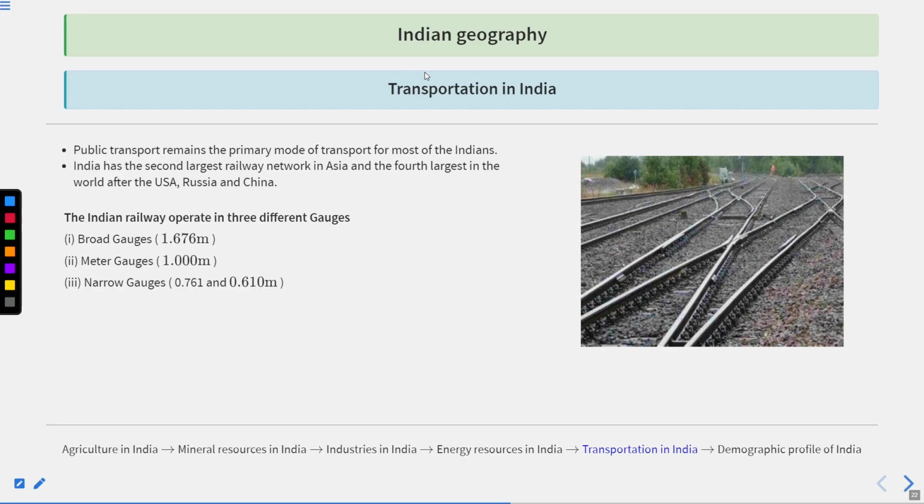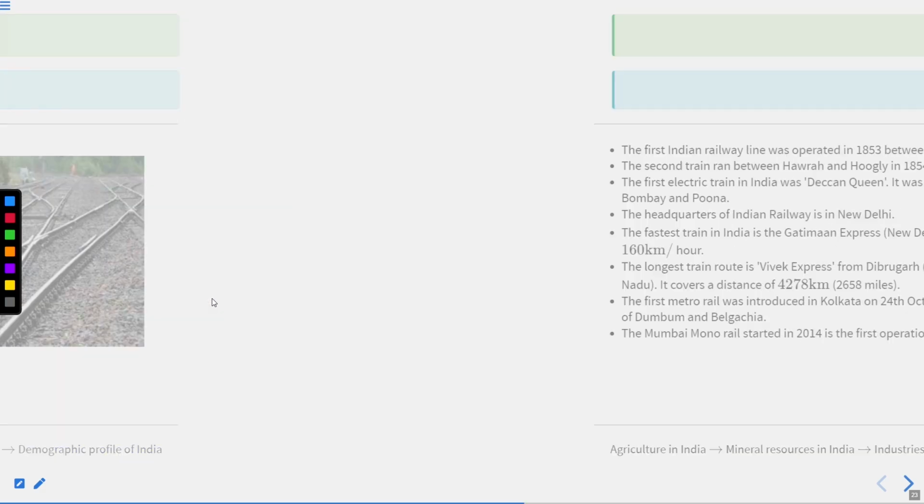After this, now we have transportation in India. In India, public transport remains the primary mode of transport. India has the second largest railway network in Asia and the fourth largest in the world after USA, Russia and China. The Indian Railway operates in three different gauges. The gauges are the railway lines you can see here. First is broad gauge at 1.676 meters, meter gauge at 1 meter, and narrow gauge at 0.76 to 0.610 meters.